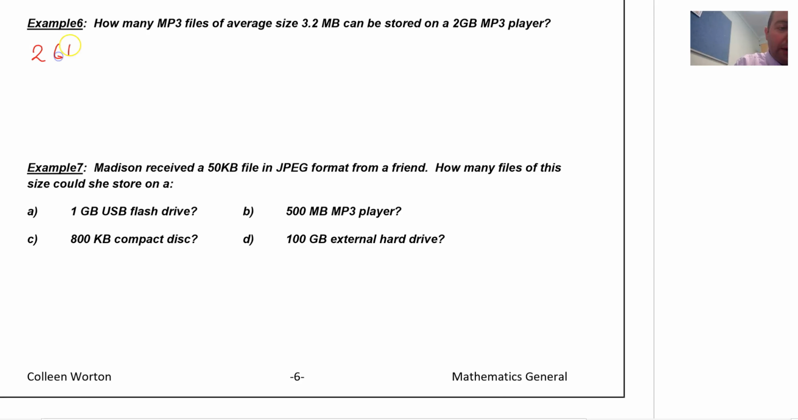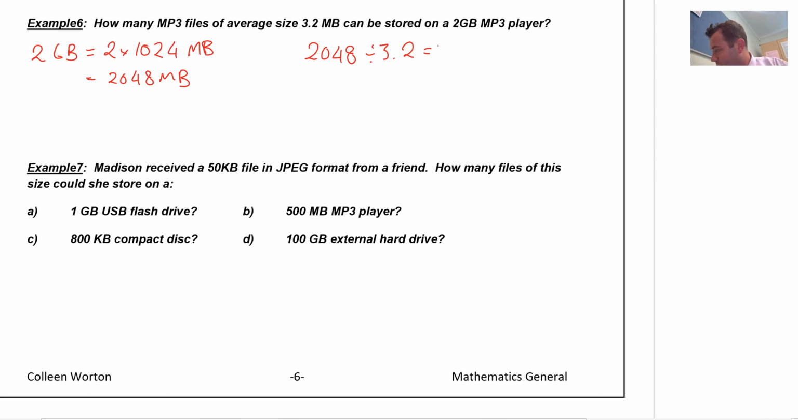So 2 gigabytes is 2 by 1024 megabytes, which is 2048 megabytes. Okay, that's how much storage I've got. Divide that by 3.2. Don't just write "divided by 3.2" on the end there, it's really untidy. 2048 divided by 3.2, I've already worked it out, it should be 640 files. Should get 640 files onto that MP3 player.